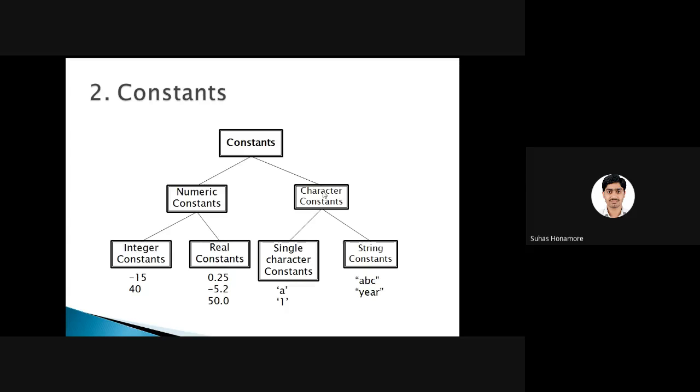Then in character constants, again we have two things: a single character constant and a string constant. In a single character constant, the character should be written inside a single quote. In a string, whatever we write inside a double quote we call a string. It may be one character or more than one character. If you are writing inside a double quote, we call it a string, while for a character, only one character is written inside a single quote.